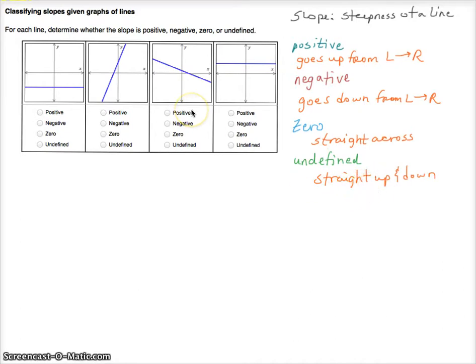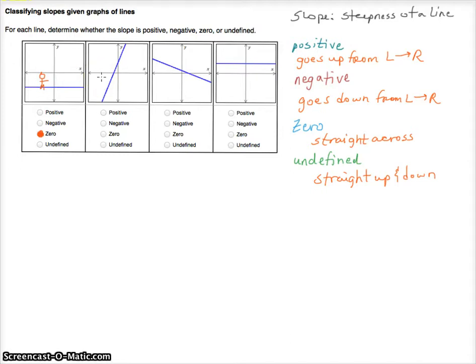So let's look at our graphs here. It says for each slope determine whether it's positive, negative, zero, or undefined. So let's look at our first one. This one goes straight across, so it's pretty easy to see that it is a zero slope. It takes care of the definition of zero slope. And if you drew a little guy here, he would walk straight across the line.